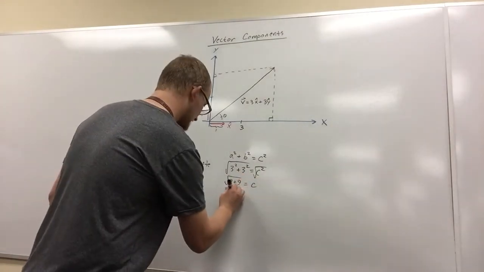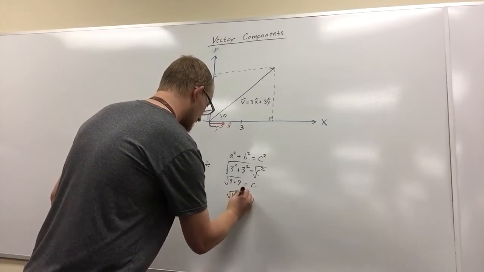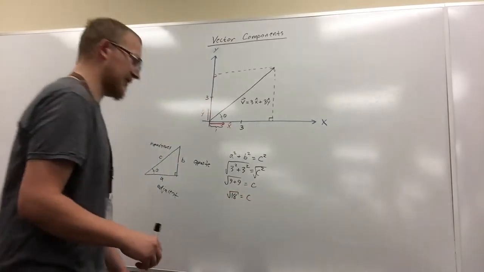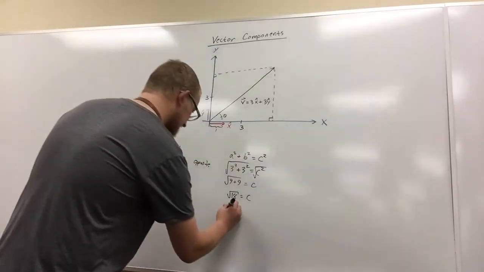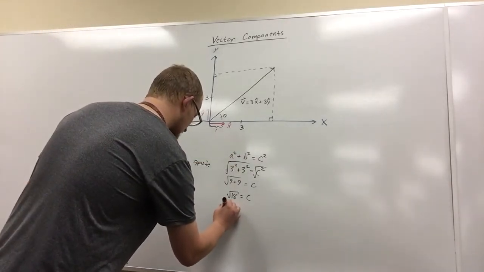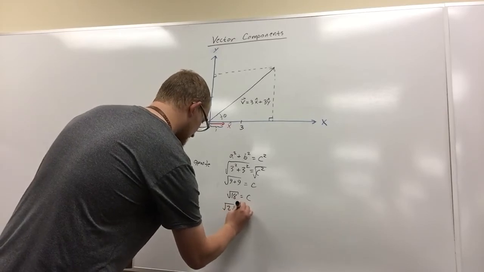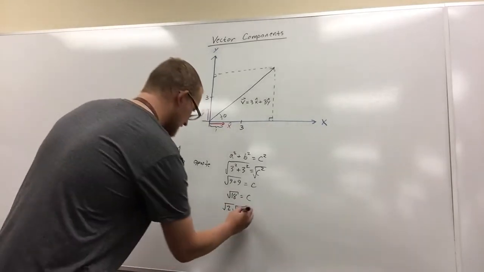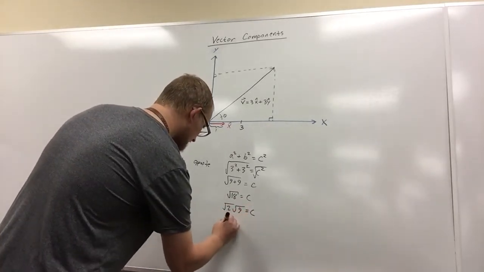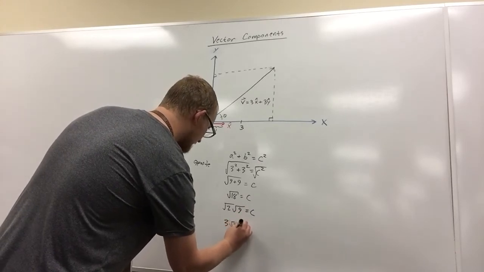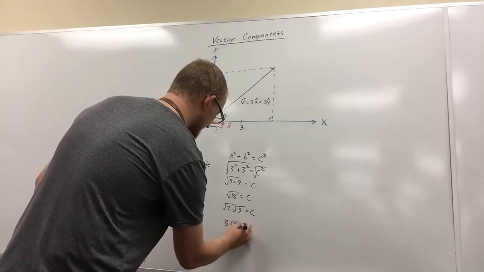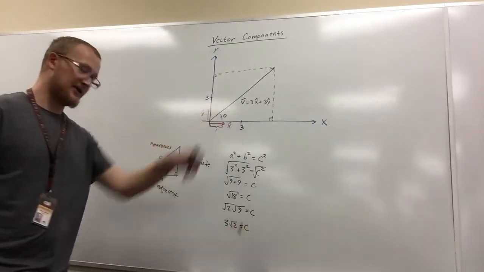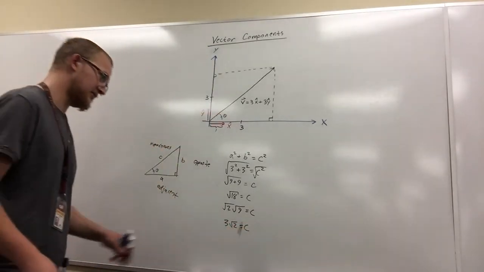And so that's the square root of 18 equals C. And we can simplify that. 18 is 2 times 9, right? So we could say it's the square root of 2 times the square root of 9. Well, the square root of 9 is 3. So 3 root 2 is our hypotenuse. In this case, it's the length of our true vector. It's actually called the magnitude.